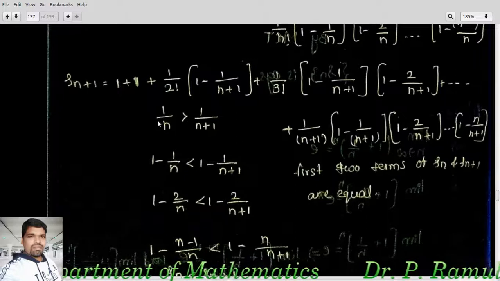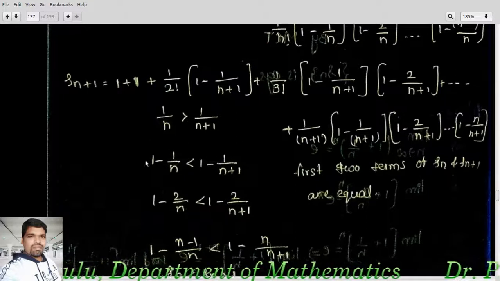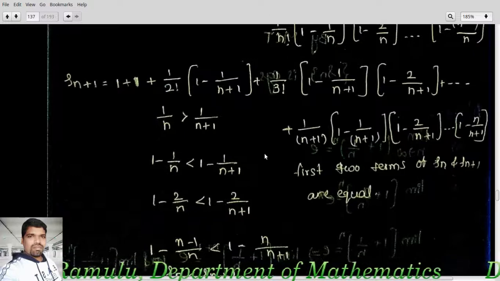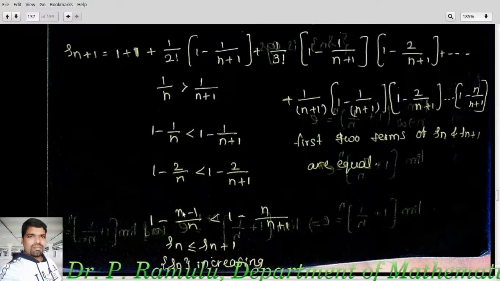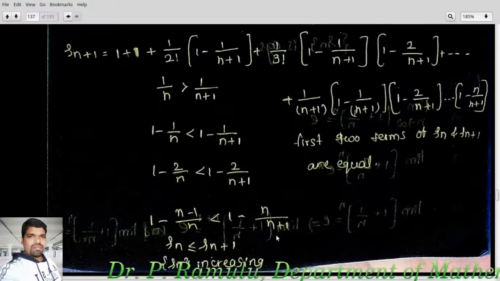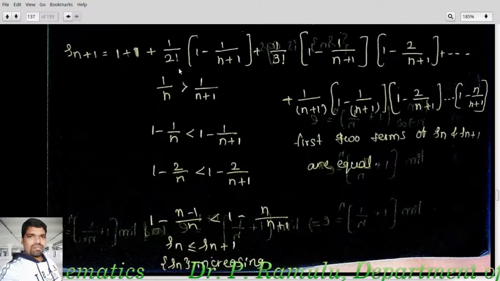If I multiply by minus, then what happens? Minus 1 by n is less than minus 1 by n plus 1. If I add 1 to both sides, 1 minus 1 by n is less than 1 minus 1 by n plus 1. This thing I know. Also 1 by 2 power n is less than 1 by 2 power n plus 1. So 1 minus 1 by n is less than 1 minus 1 by n plus 1.